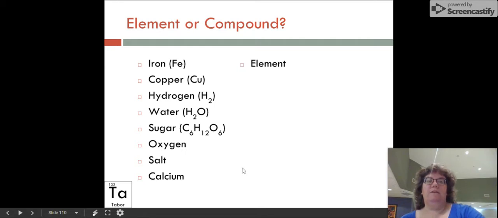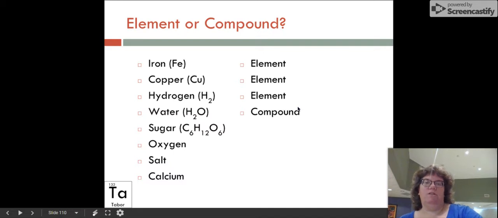Iron is an element. Its symbol is Fe. It can be found on the periodic table. Copper is also an element. Hydrogen is also an element, even though there's two of them stuck together. There's only one type, hydrogen. There's nothing else. Water, we talked about already. It's a compound. It's got hydrogen and oxygen. Sugar is also a compound. Carbon, hydrogen, and oxygen in a fixed ratio.